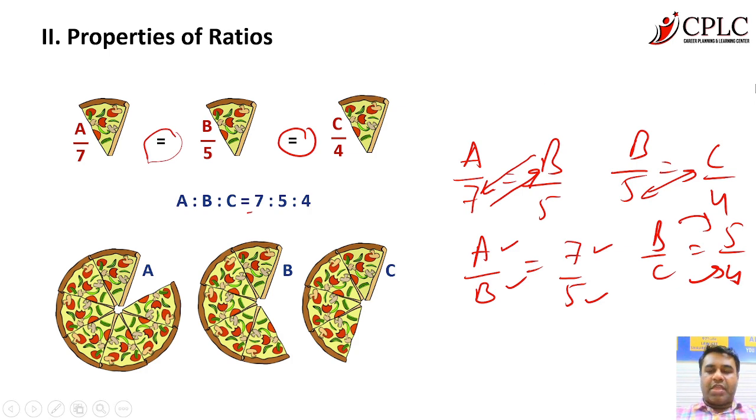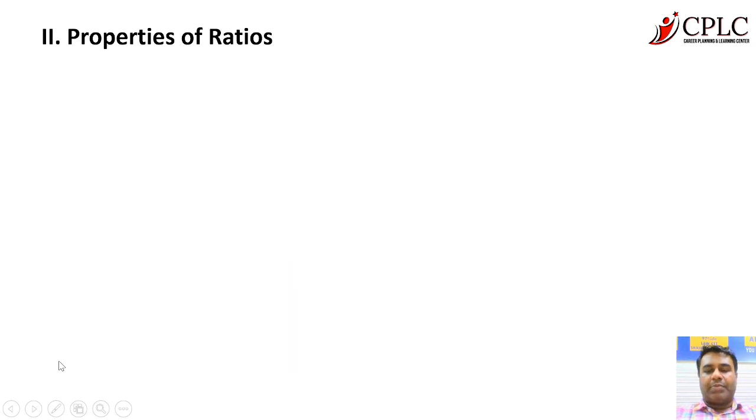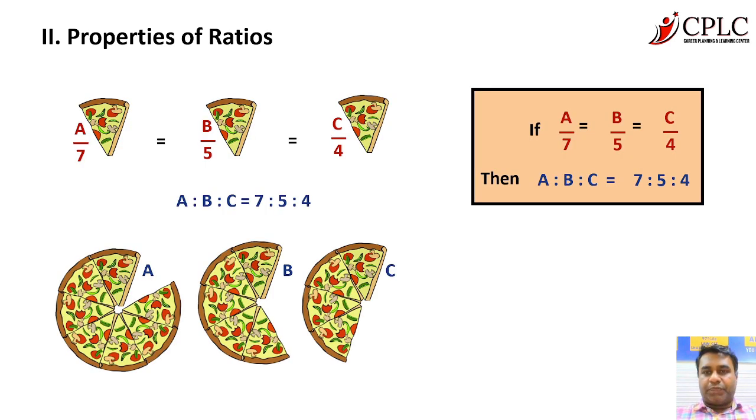So if A upon 7 is equal to B upon 5 is equal to C upon 4, then the ratio of A is to B is to C will be nothing but 7 is to 5 is to 4. Got it? If A upon 7 is equal to B upon 5 is equal to C upon 4, then A is to B is to C is 7 is to 5 is to 4.